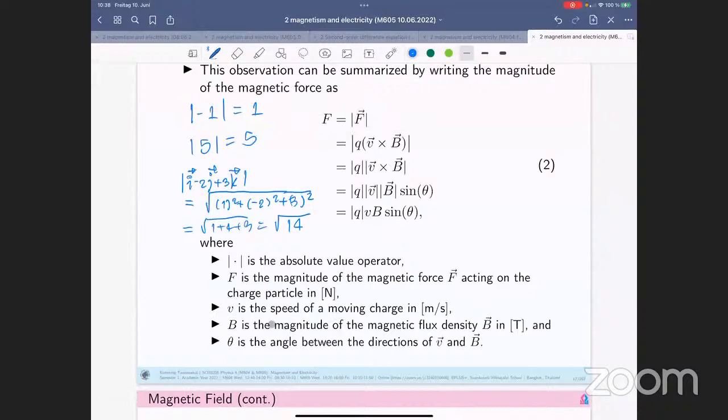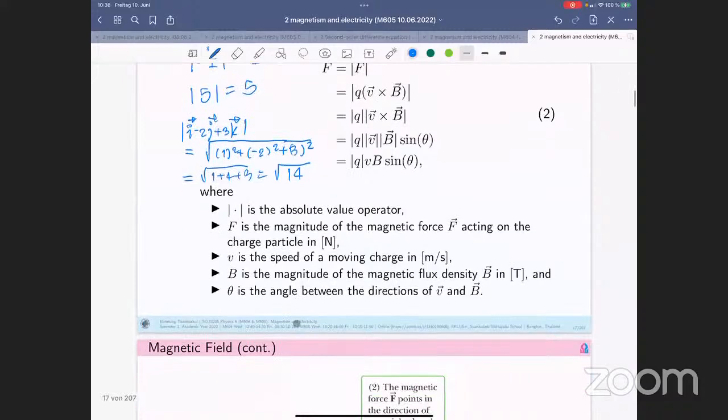The unit for the magnetic flux density is Tesla, and the angle between the two vectors V and B is theta. You can use whatever unit for theta. Theta can be in degrees or in radians. Okay, it's up to you.